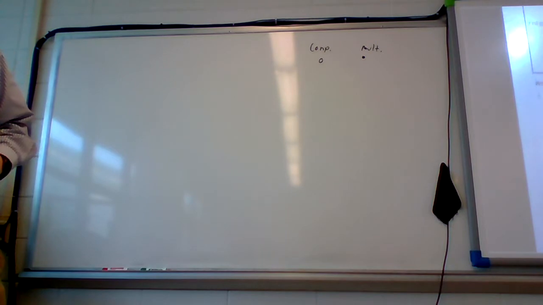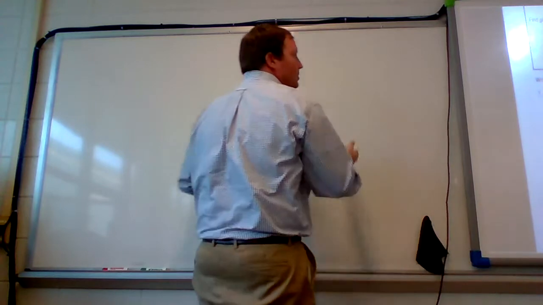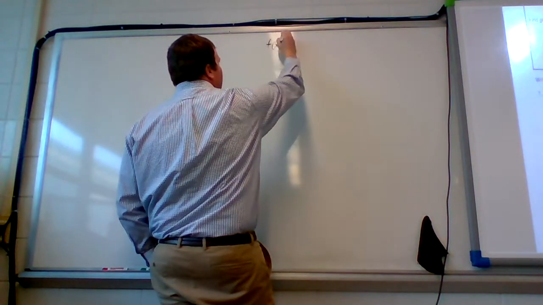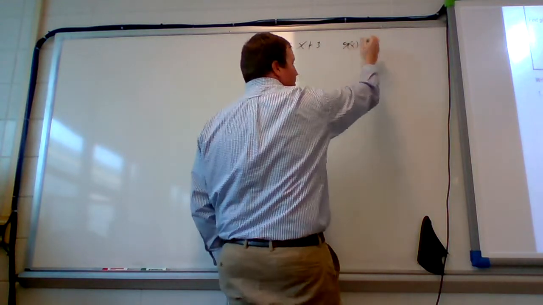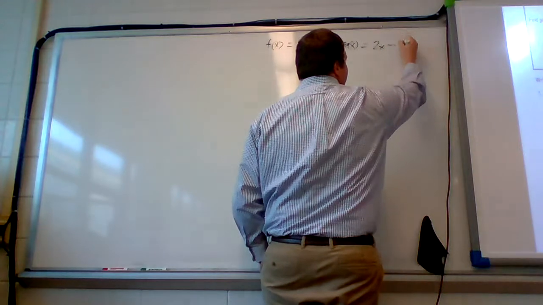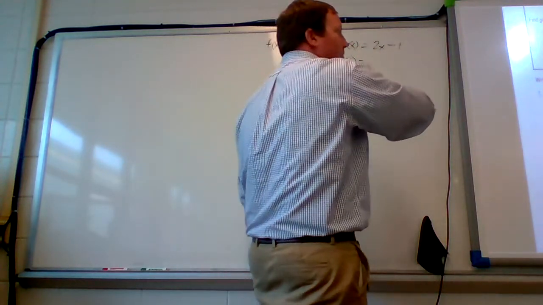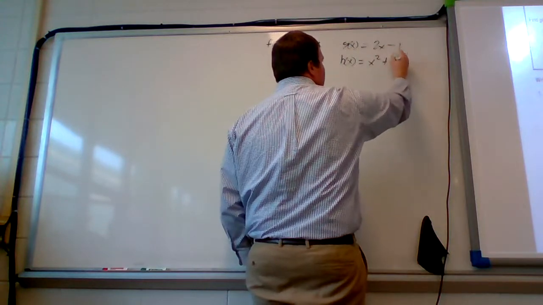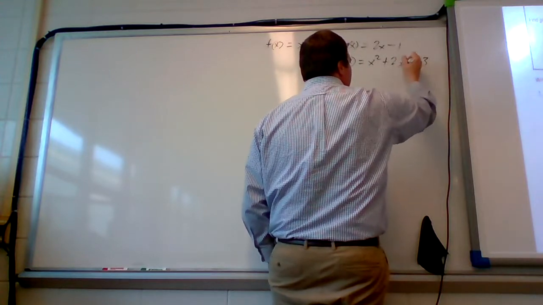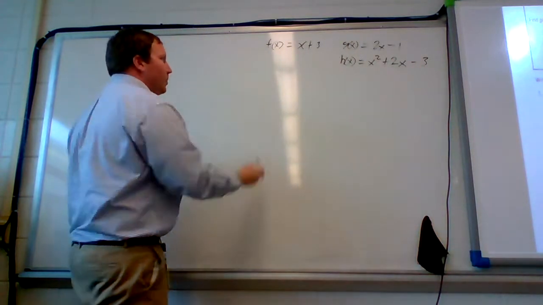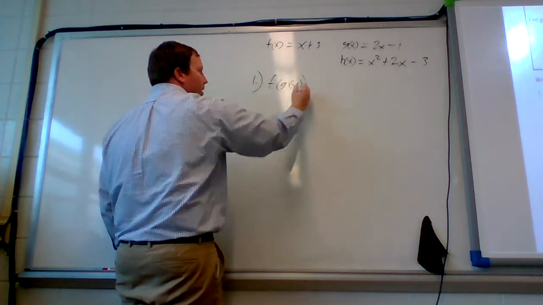So let's do some compositions together. So for these compositions, we've got f of x, it's going to be x plus 3. G of x is going to be 2x minus 1. And h of x is going to be x squared plus 2x minus 3. Okay. And number 1, they say, let's find f of g of x.